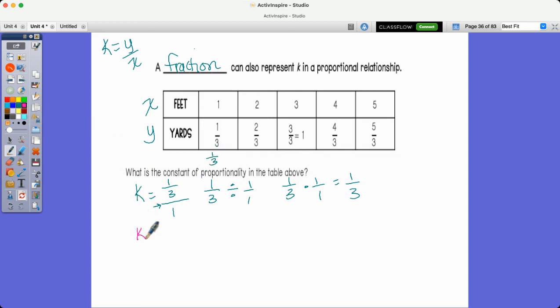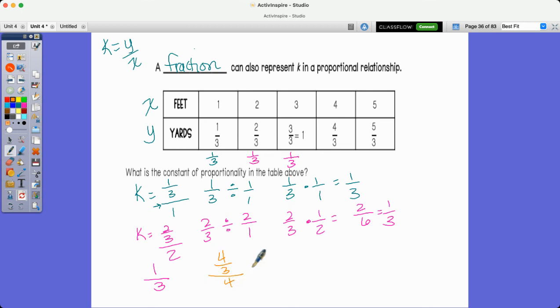Let's try the next one. K equals 2/3 divided by 2. Complex fraction, we rewrite it using this symbol. And we're going to do keep, change, flip. 2 divided by 6, which is also 1/3. Okay, let's do the third one. 3/3, which is 1. So 1 divided by 3, yes, 1/3. Okay, how about 4/3 divided by 4?